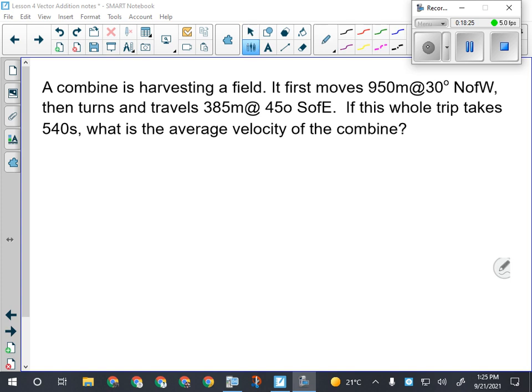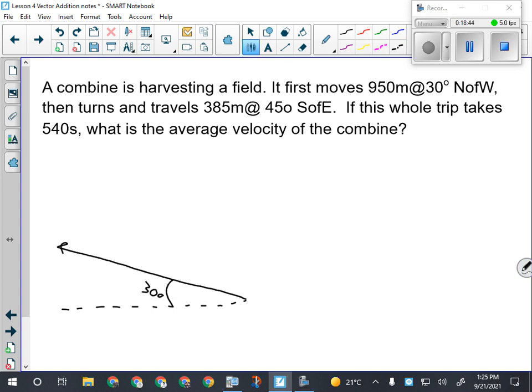Now, here's what we're looking at. Our first vector is 30 degrees north of west. So I want to draw a vector that is due west. And then I'm going to go 30 degrees north of that for 950 meters. Okay, so that's about 30 degrees. Okay, and this is 950 meters. Okay, this will be x, this will be y. Now, this angle here, right, is 60 degrees here.